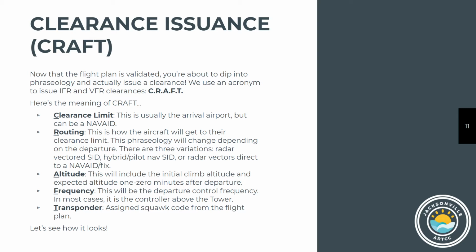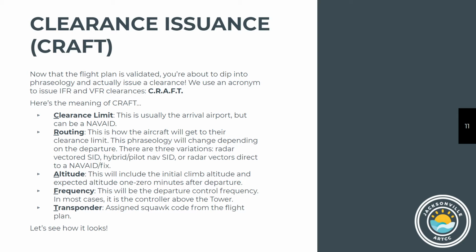Altitude will always be the initial climb altitude, which is either on the SOP or on the departure procedure. And the expected altitude will always be the altitude given on the flight plan, and it's always 10 minutes after departure. The frequency will be the departure control frequency. In most cases, it's whatever controller is just above the tower. In fact, all the cases I can think of.